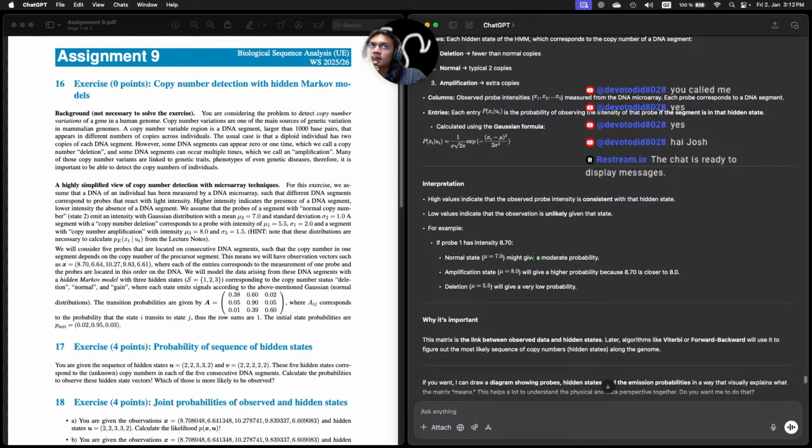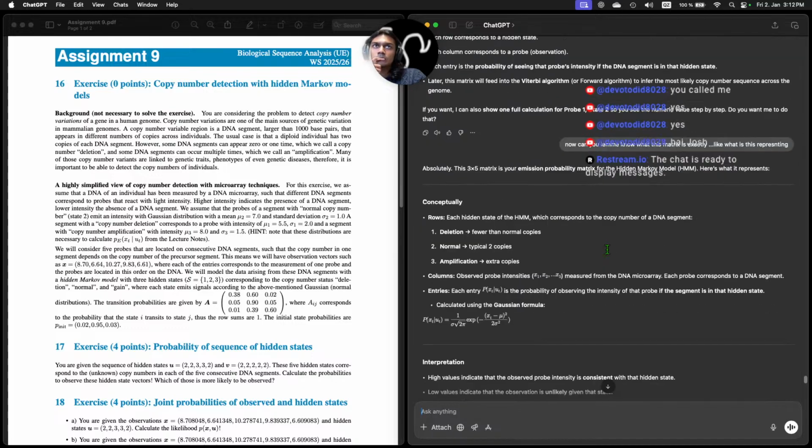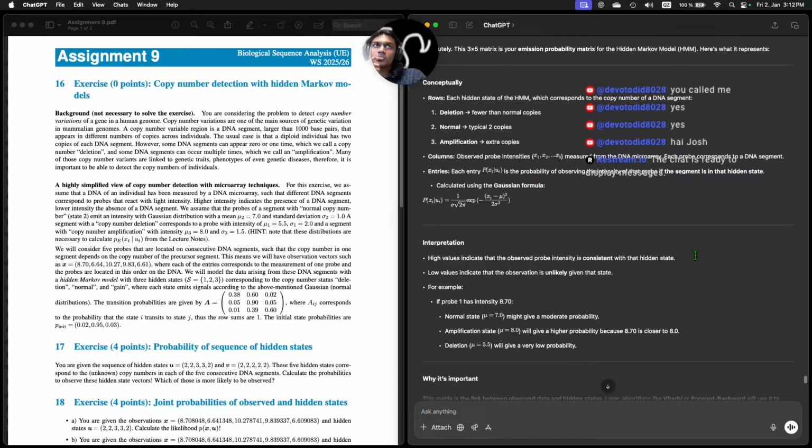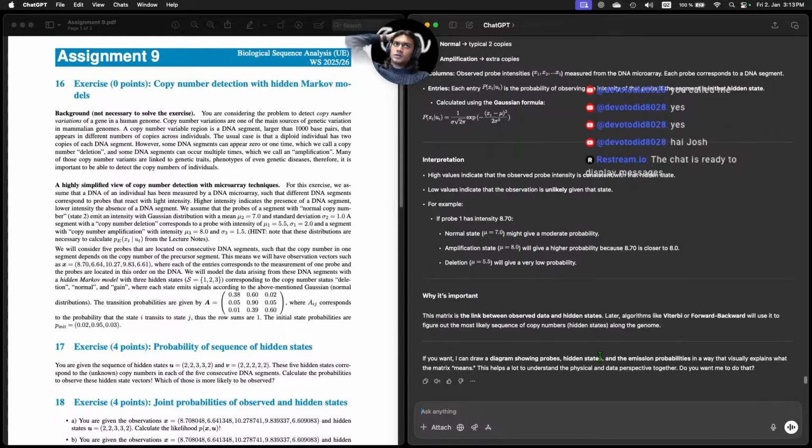Probe 1 has intensity 8.70, normal state might have moderate probability. So high values indicate the observed probe intensity is consistent. So higher value downwards, or why is it important? This matrix is the link between observed and hidden states. Later algorithms like Viterbi or forward-backward will use it to figure out the most likely sequence of copy numbers.